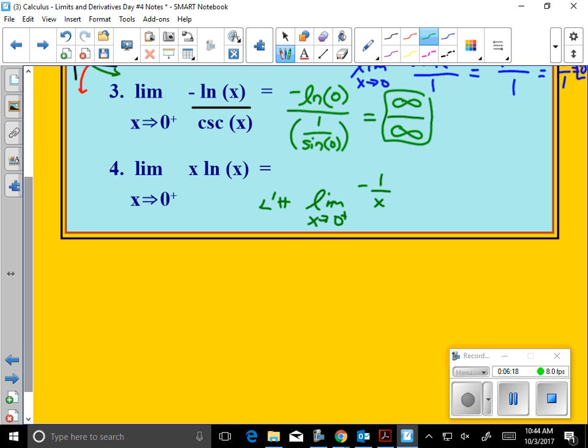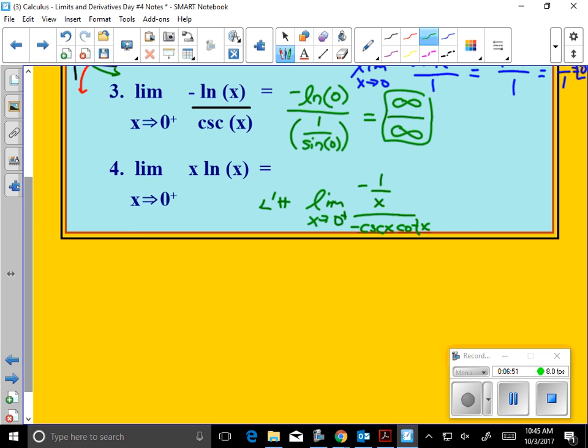Okay, now in the denominator, does anybody know the derivative of cosecant x? Remember from yesterday? Cosecant, it was negative cosecant cotangent. Oof. Okay, let's see what we can do with this. Negative cosecant cotangent. Oh, that's gross.